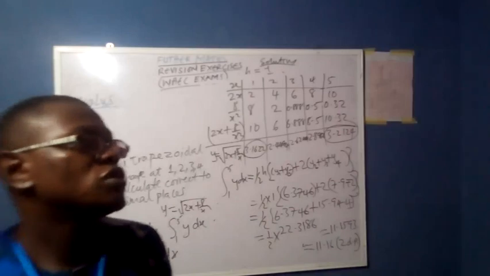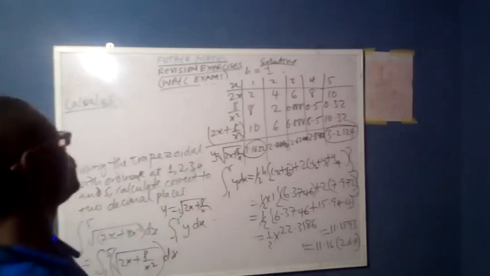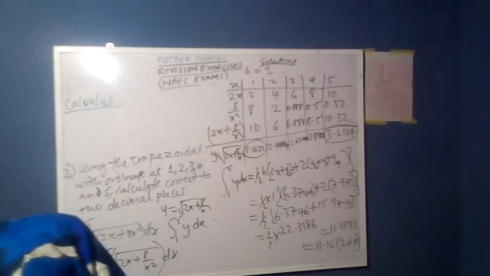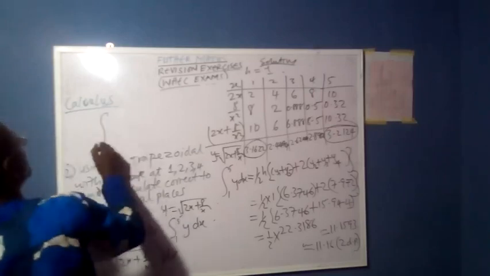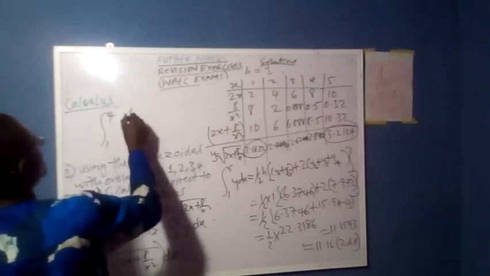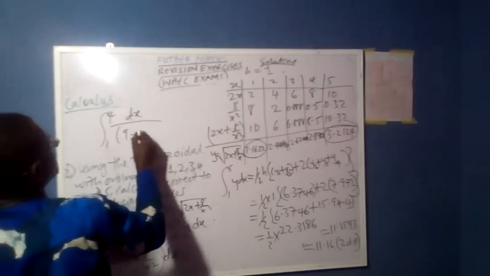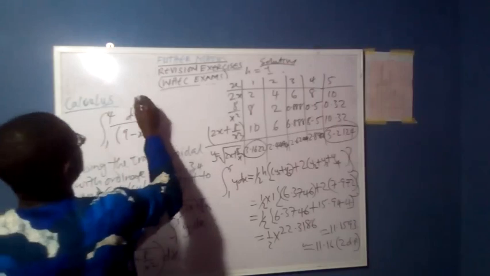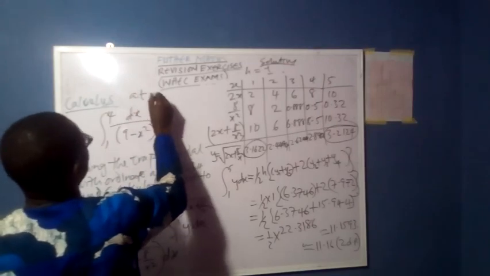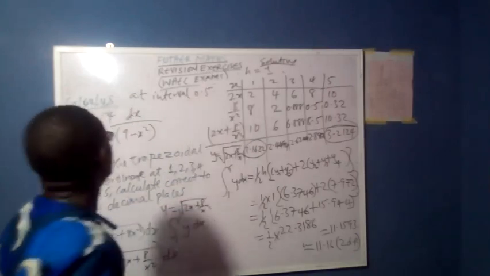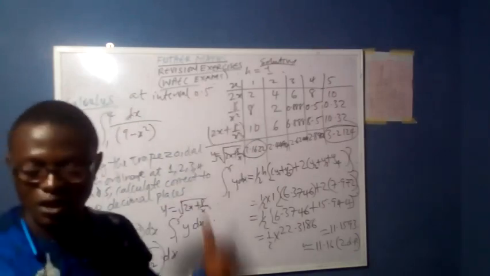So that's the trapezoidal rule. In the next class, we are going to look at small questions, but I would like you to go and solve this problem: the integral from 1 to 4 of dx over 9 minus x squared at an interval of 0.5. In the next class, we are going to be looking at that.